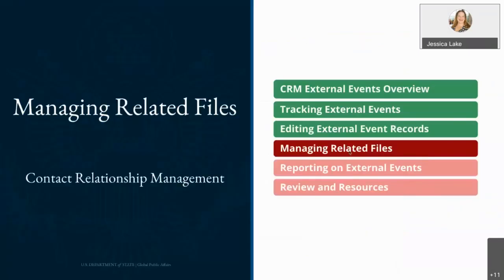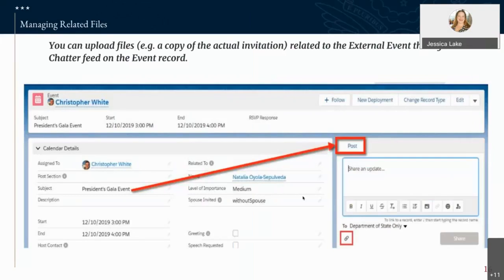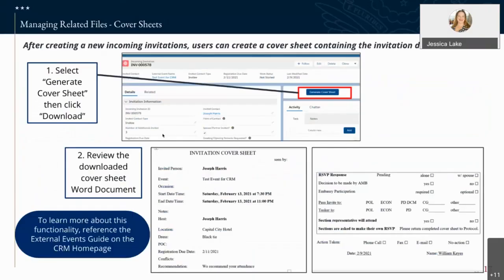We talked about managing related files. Again, you can track those files on the external event itself, but then also you can track files on the invitation as well. So you could upload individual scans of the invitation into individual incoming invitations. I feel like I said invitation a ton of times right there, but hopefully that wasn't confusing.